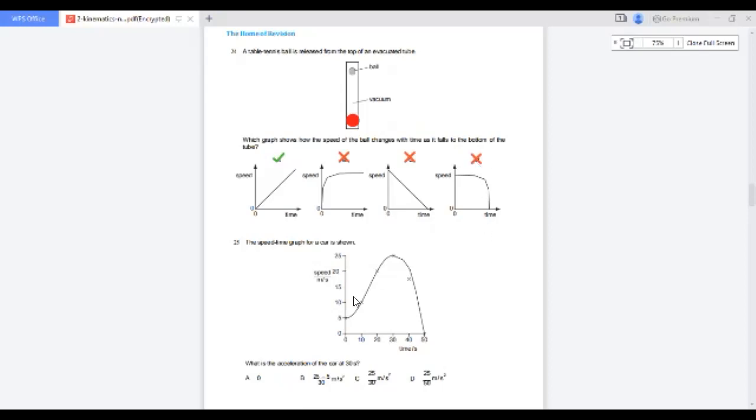Okay, next is the speed time graph for a car is shown. What is the acceleration of the car at 30 seconds? So let's check where is 30 seconds. 30 seconds is somewhere here.